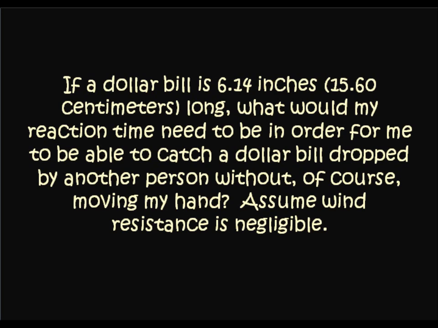When we're told to assume wind resistance is negligible, that means that if an object is moving at or near the surface of the earth, it is accelerating at g, or the acceleration due to gravity, which is 9.8 meters per second squared downward.